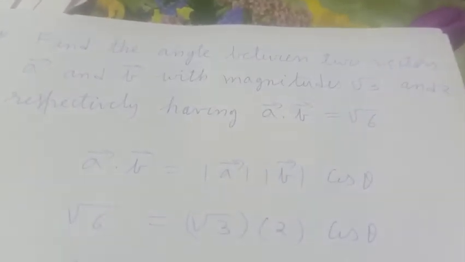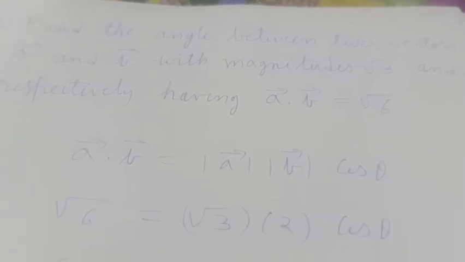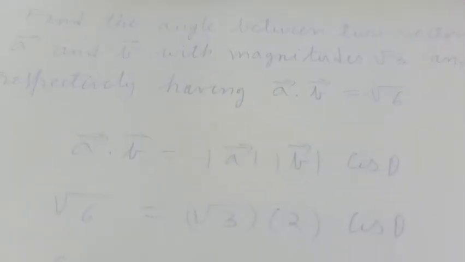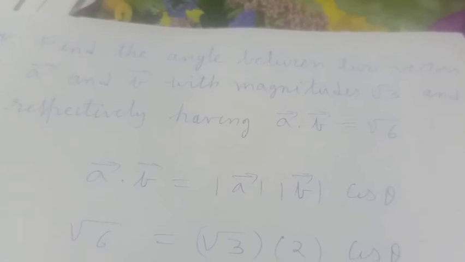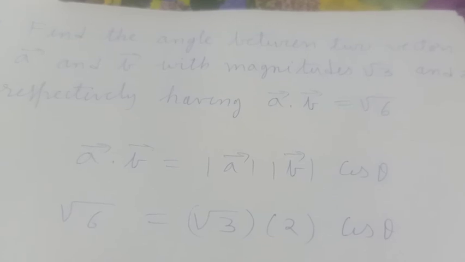Now some problems based on scalar product. Now this is the first problem. Find the angle between two vectors a and b with magnitude root 3 and 2 respectively, having a dot b equal to root 6. So a dot b is given and magnitude of vector a and vector b are also given. So we have to find the angle. So we begin with the definition. a dot b equal to mod a mod b cos theta. Apply the values. So we will get cos theta equal to 1 by root 2, that means theta equal to pi by 4.